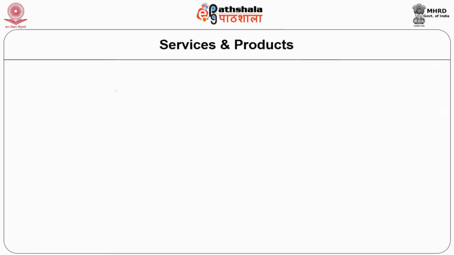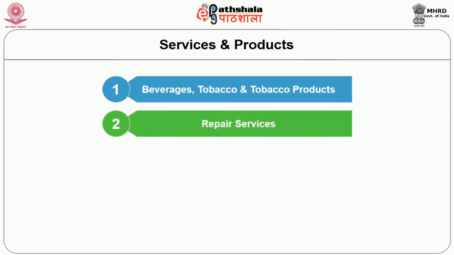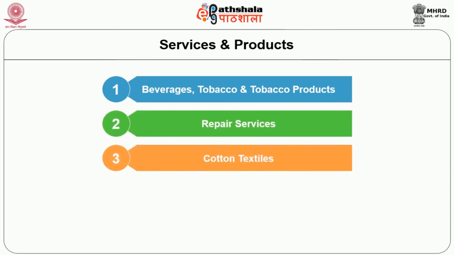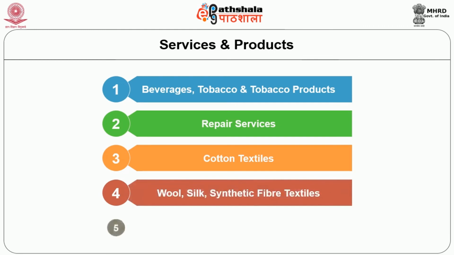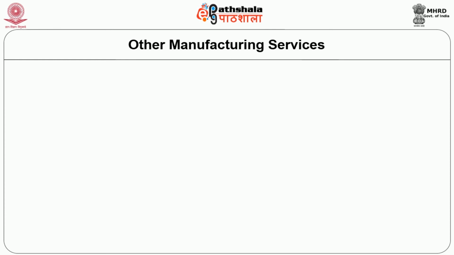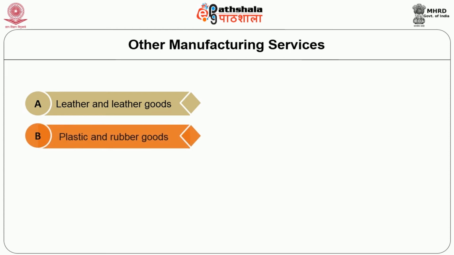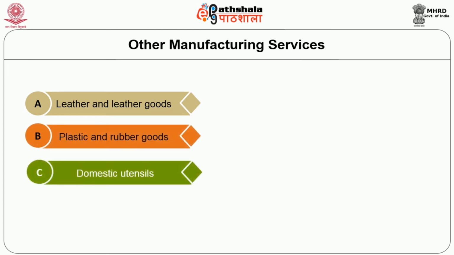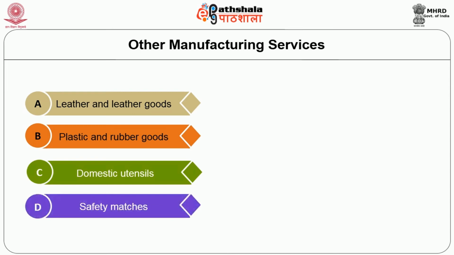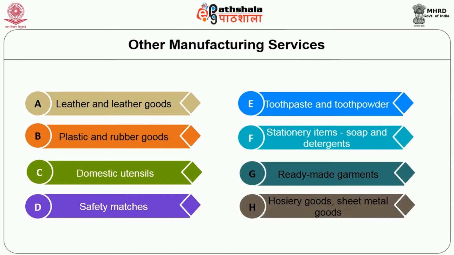Some of the services and products in the micro industries are beverages, tobacco products, repair services, cotton textiles, wool, silk, synthetic fiber, textile, etc. Other manufacturing services are leather and leather goods, plastic and rubber goods, domestic utilities, safety matches, toothpaste, sanitary items, that is soap, detergent, etc.